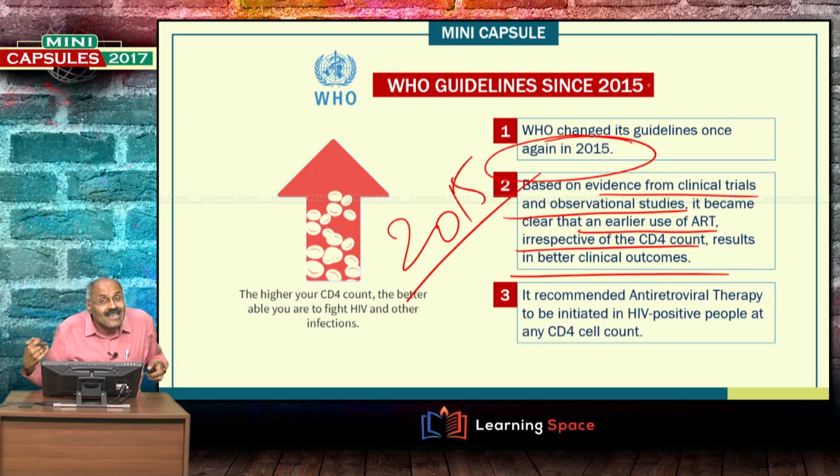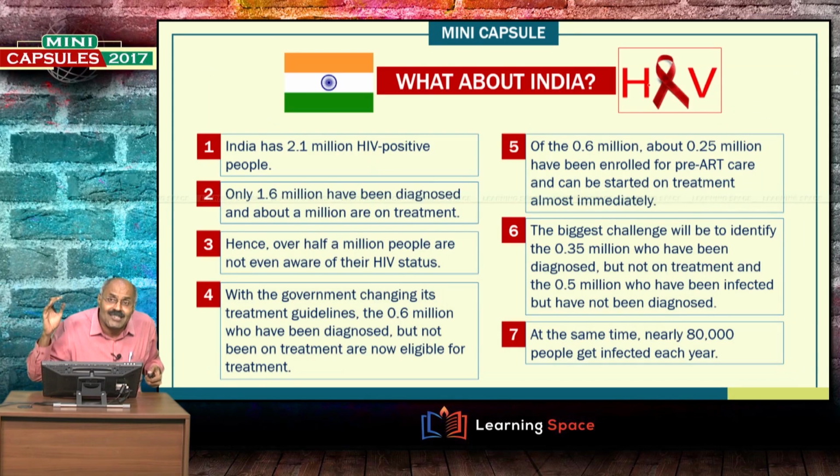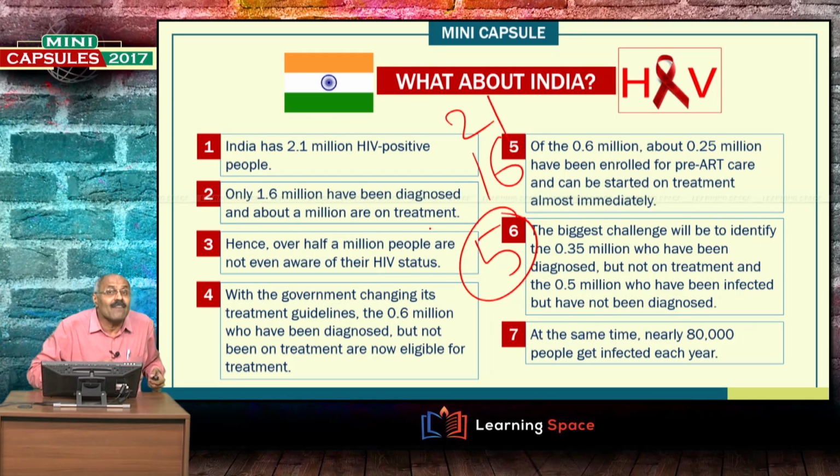Now, after 2 years, the Government of India decided to implement this WHO directive of 2015. Now, look at India. India has 21 lakh HIV positive people, 16 lakh are diagnosed, and 5 lakh people are not aware of their status.